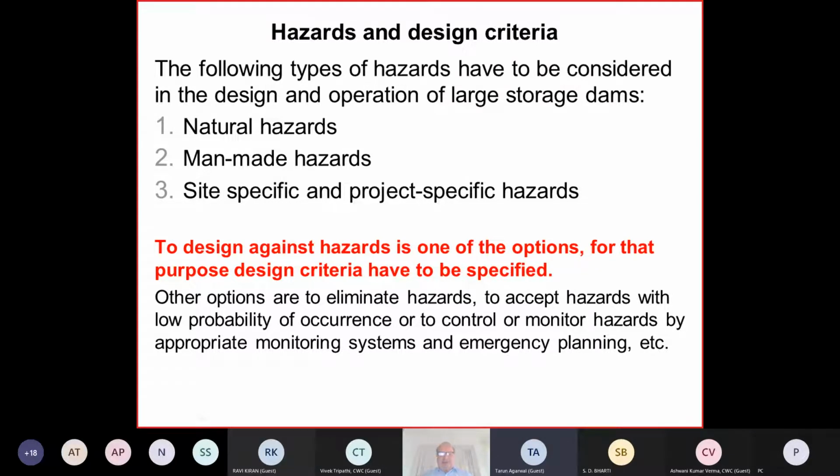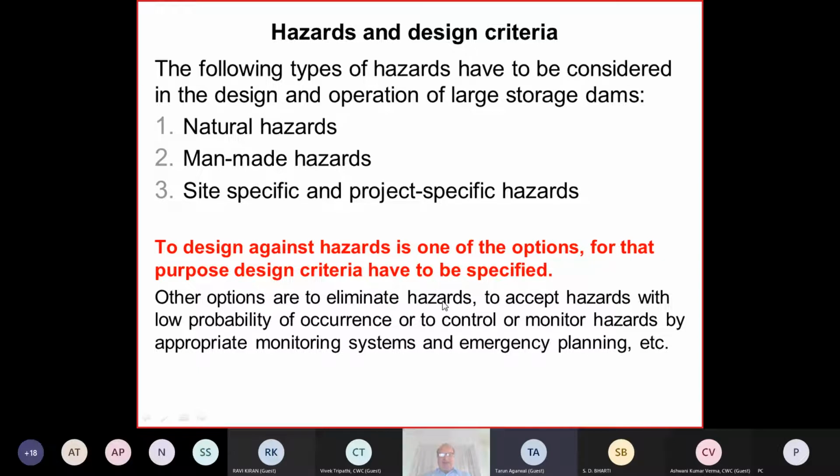If we have different hazards, please keep in mind that designing against hazards is one of the options, and for that purpose, design criteria have to be specified. There are, however, other options: to eliminate hazards, to accept hazards with low probability of occurrence, like meteoritic impact, or to control or monitor hazards by appropriate monitoring systems and emergency planning.